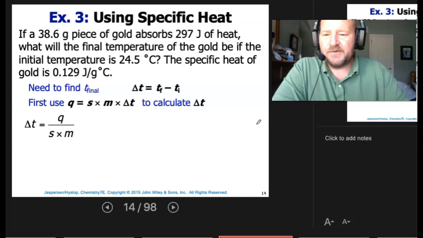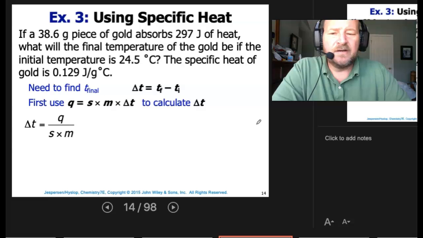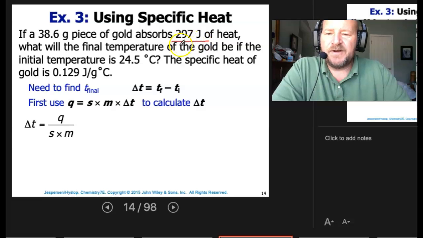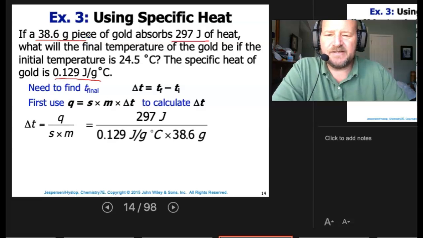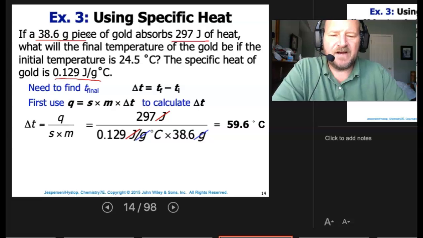So delta T is equal to Q divided by specific heat times mass. Let's see, they gave us the Q, right? They told us how much heat was absorbed. We know the specific heat of the metal, they told us that at the end, and we know the mass. So it's going to be plug and chug to get that delta T. Got 297 over the 0.129 times 38.6. We can see joules cancel out, grams cancel out. That's going to give us 59.6 degrees C.